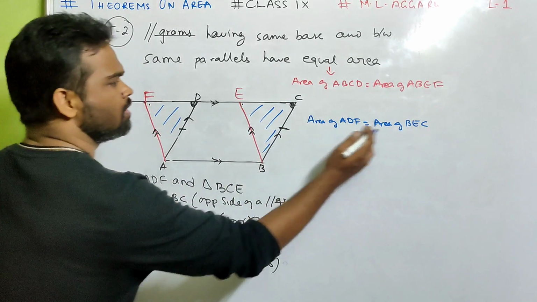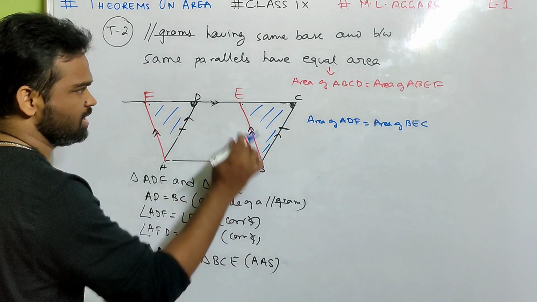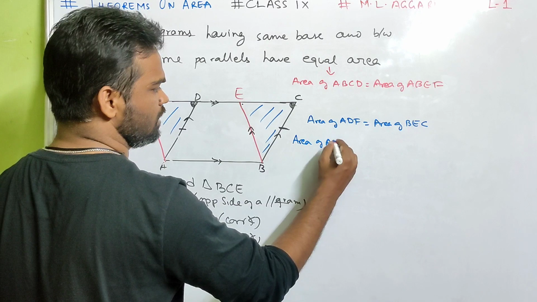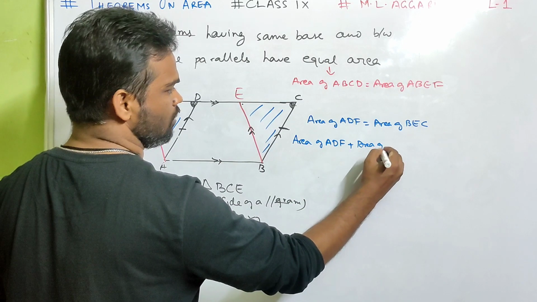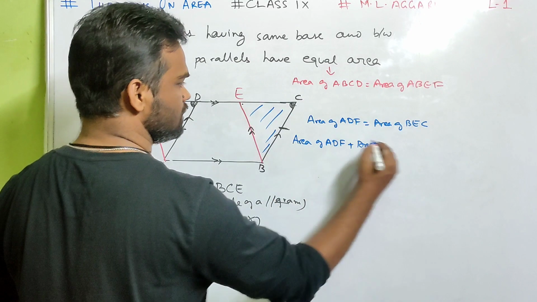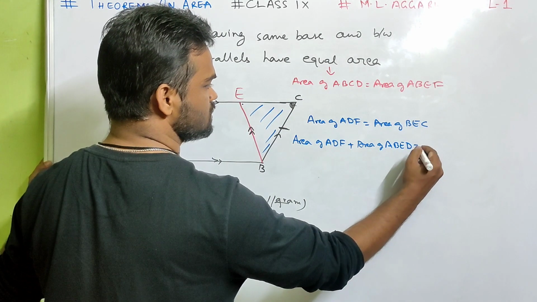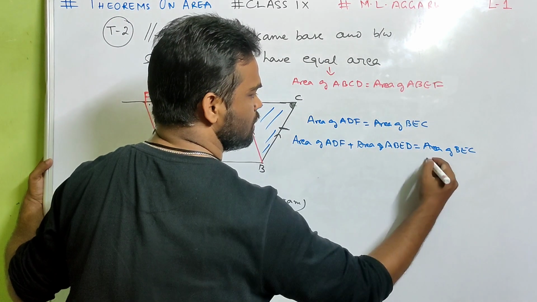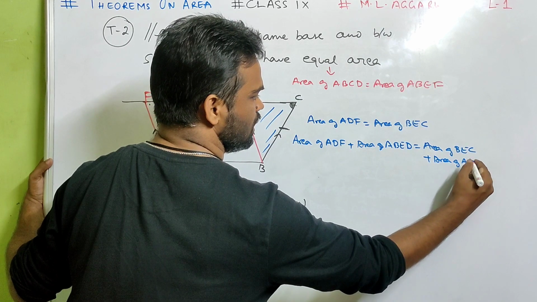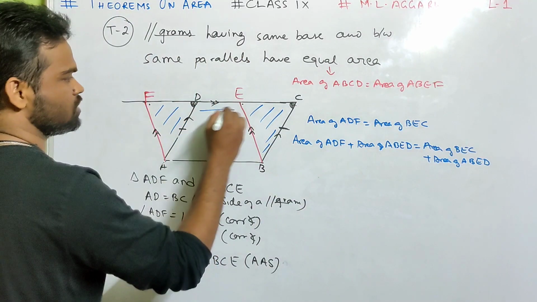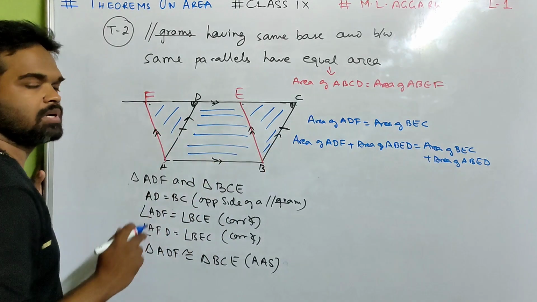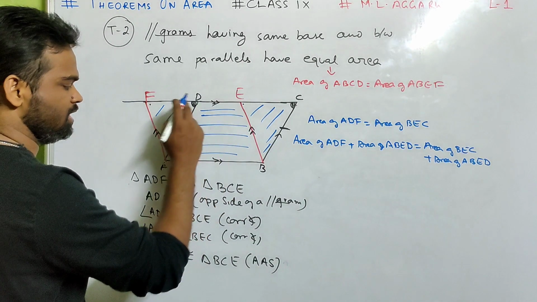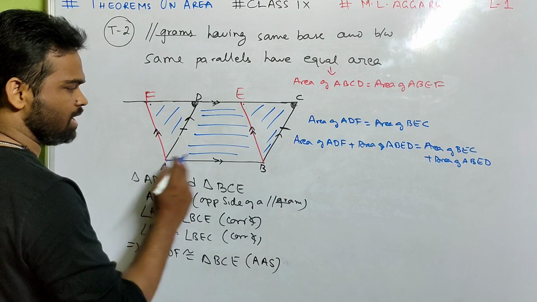Now what I'll do, on both sides, I'll add this region A, B, E, D. I can do so. Same quantity. So area of ADF plus area of ABED is equal to area of BEC plus again area of ABED. I've added this portion to both the triangles' areas. Now area of ADF plus ABED is nothing but the parallelogram ABEF.